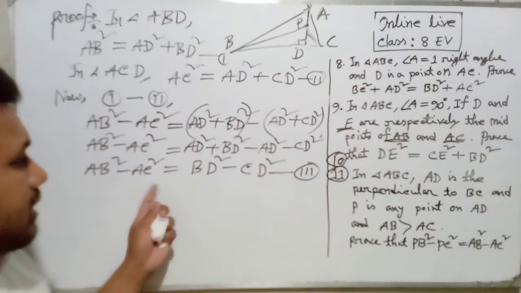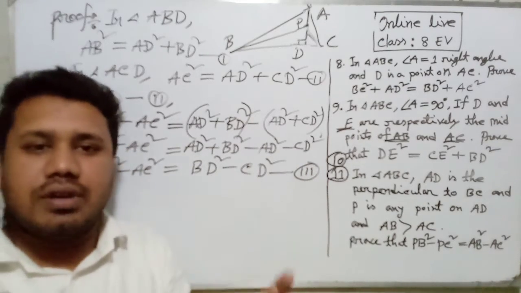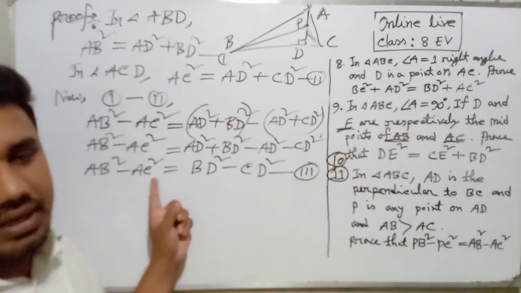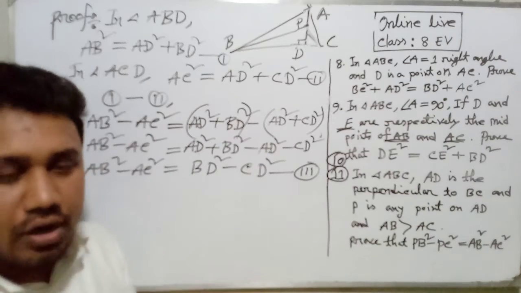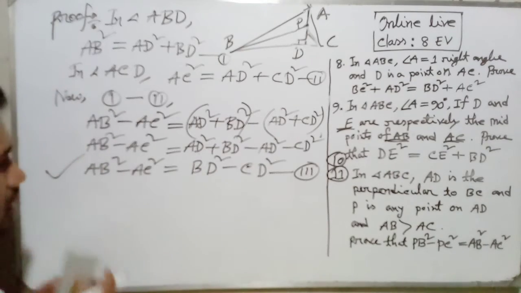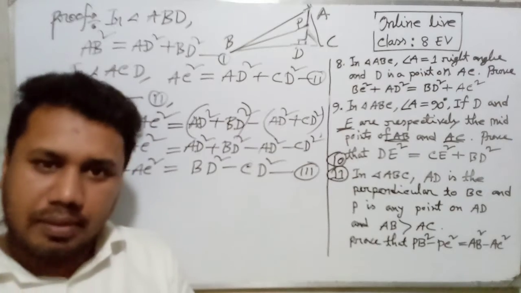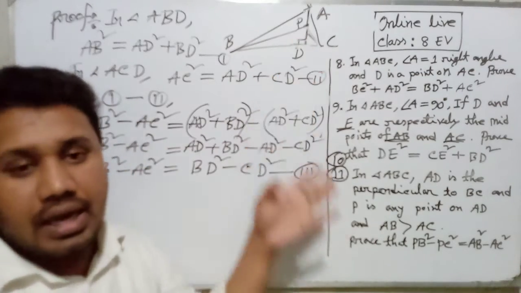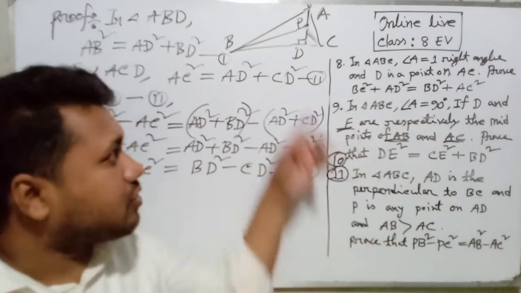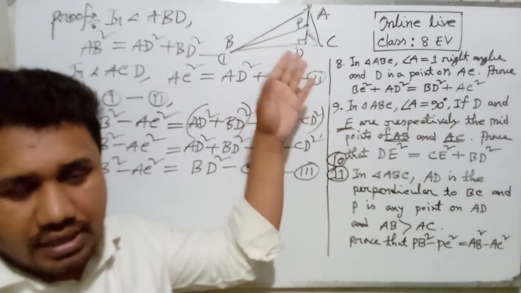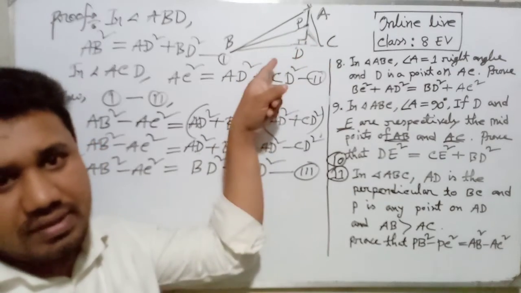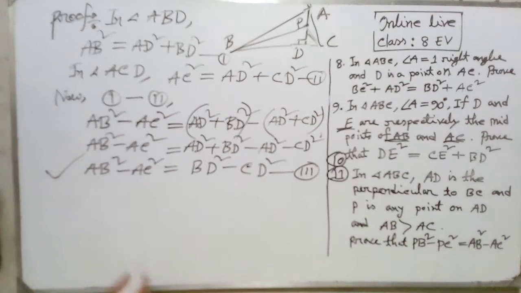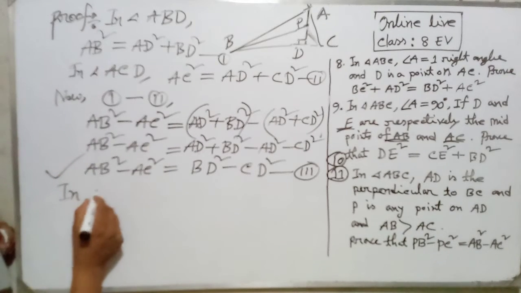Look dear students, this equation number 3 is the question of problem number 10. Problem number 10 said prove that AB square minus AC square equal BD square minus CD square. So if you get problem number 10, just write this, because there is no point P. And 11 number is just an extension, here P is on AD. Now PBD and PCD are another two right angle triangles. So we can get another two triangles.